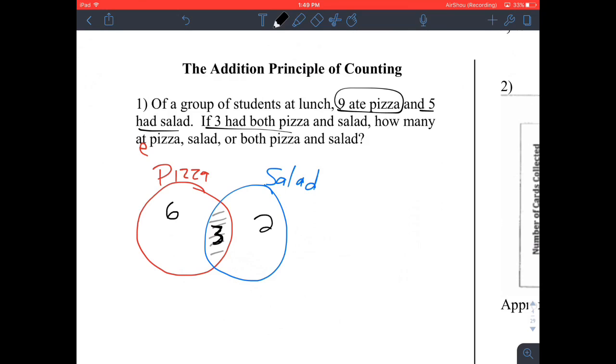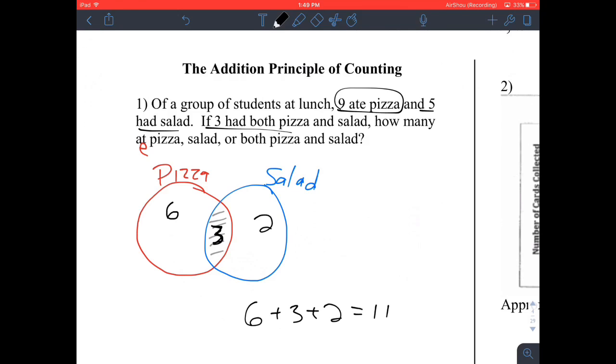So if you look, we got 5 had salad. We got 9 had pizza. 3 had both. So how many were there total that had pizza, salad, or both pizza and salad? Well, it's 6 plus 3 plus 2, which is 11 people.